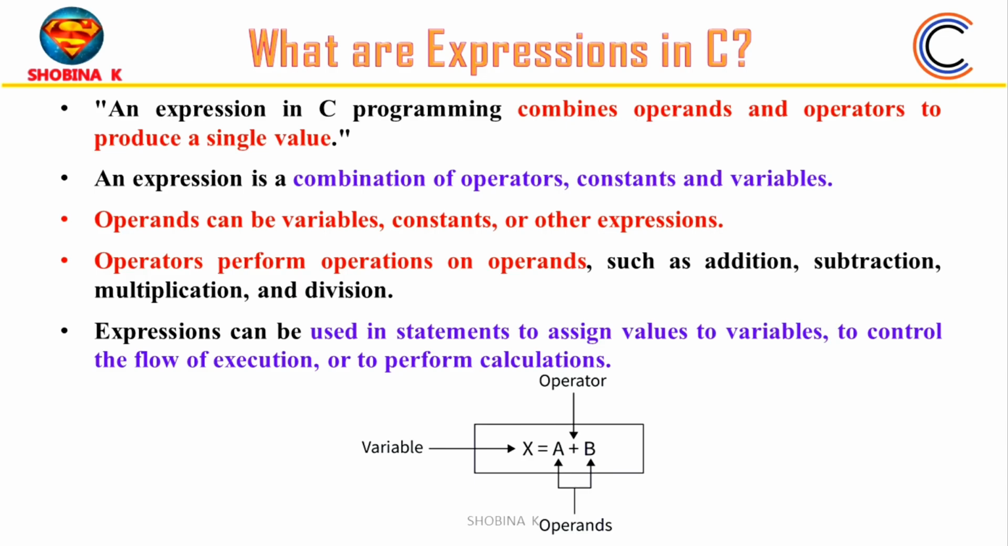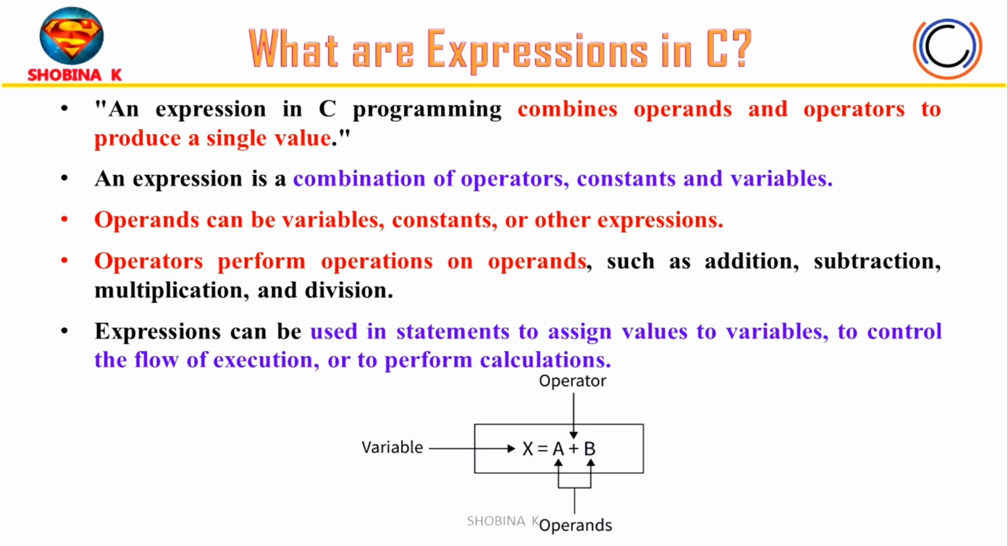Look at this expression, x equals a plus b. In this, x is a variable which represents the memory location where the data can be stored and manipulated. Whereas a and b are the operands, equal and plus are operators. The equal operator is an assignment operator which is used to assign the result of the expression on the right side to the variable on the left side. The plus operator is an addition operator used to add the values of a and b.